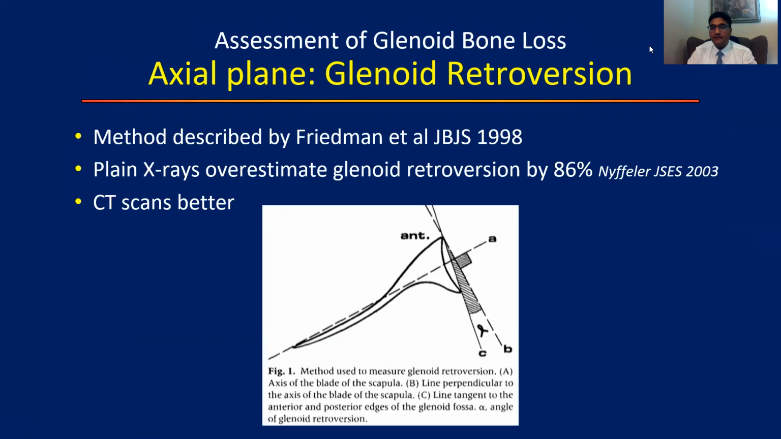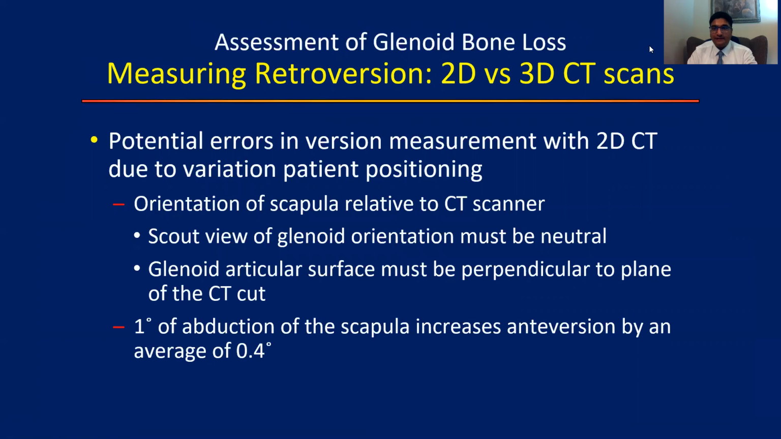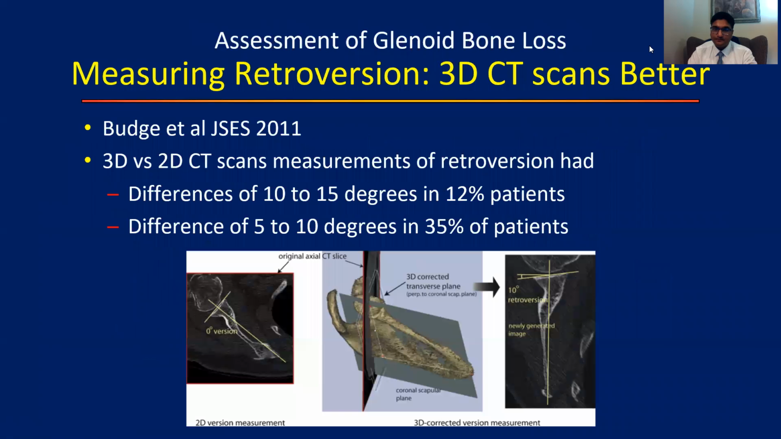In the axial plane, the first thing is glenoid retroversion, which was originally described by Friedman in 1998. Plain X-rays tend to overestimate glenoid retroversion. That's why CT scans are better. In CT scans, there's a controversy whether we should use two-dimensional or three-dimensional CT scans, because two-dimensional CT scans have potential errors in version measurement. This is because of the variation in patient positioning, as the orientation of the scapula relative to the CT scanner influences which CT slice we use for retroversion measurement.